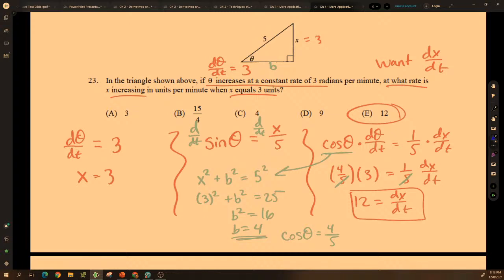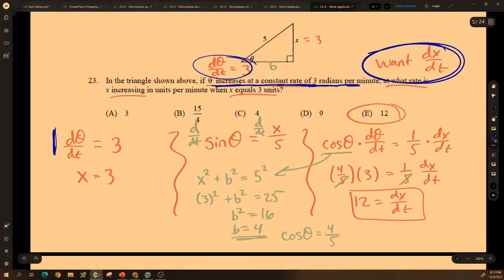So, as we read this, it says, if theta increases at a constant rate of 3 radians per minute, so that's d theta/dt. I wrote that as one of my givens. At what rate is x increasing? So they want dx/dt. That's what we want to find, when x equals 3. So I'm going to write x equals 3 here.